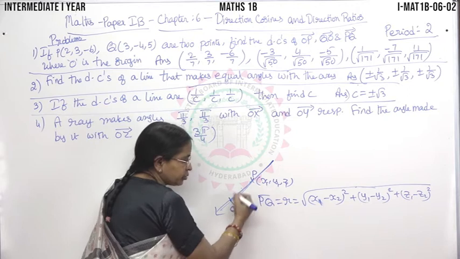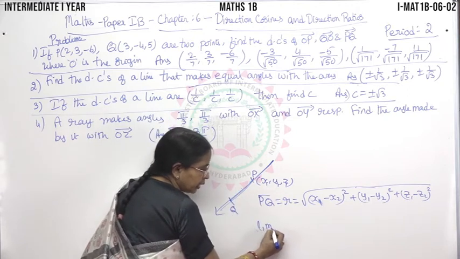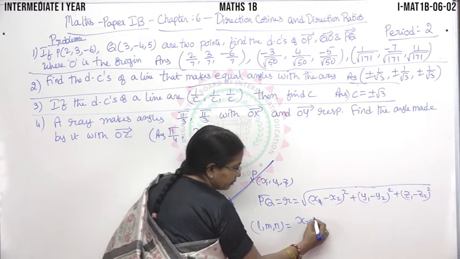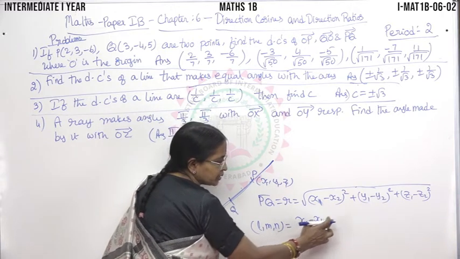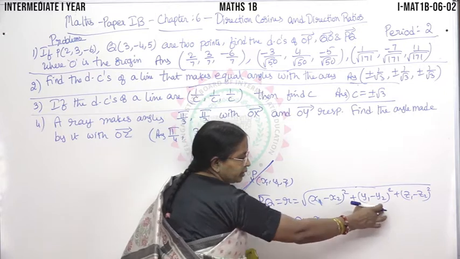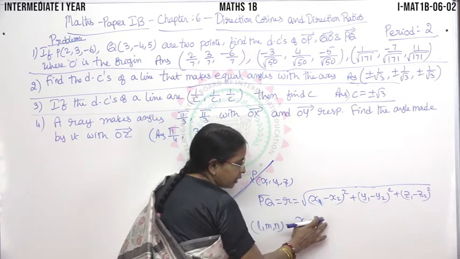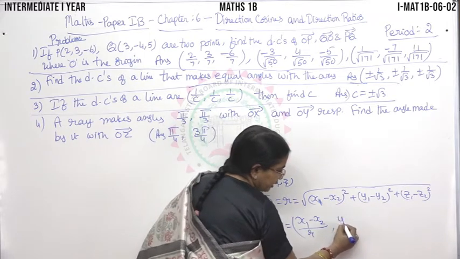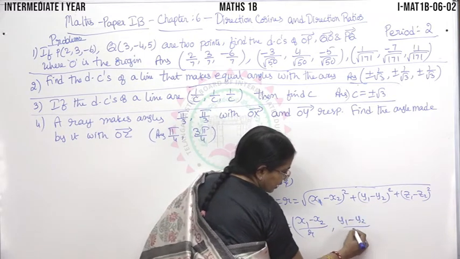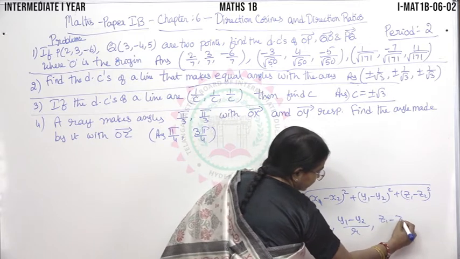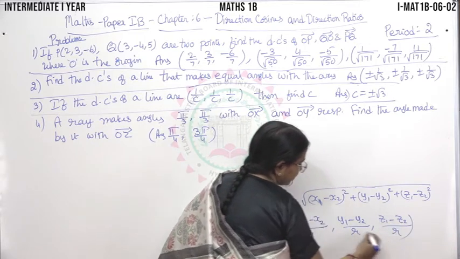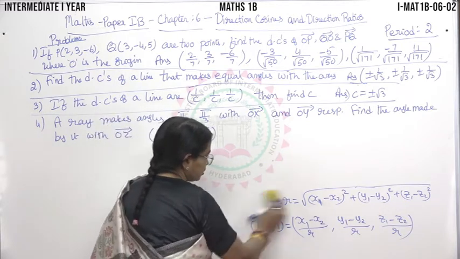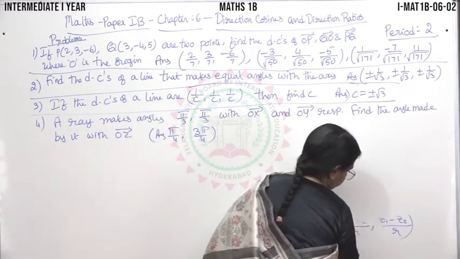Then the direction cosines of the line PQ, L, M, N, are x2 minus x1 by R, y2 minus y1 by R, and z2 minus z1 by R. Or else I can write x1 minus x2 by R, y1 minus y2 by R, and z1 minus z2 by R. This is what we have learned in the last period. Now we'll do the applications of it. We'll do problems based on this.